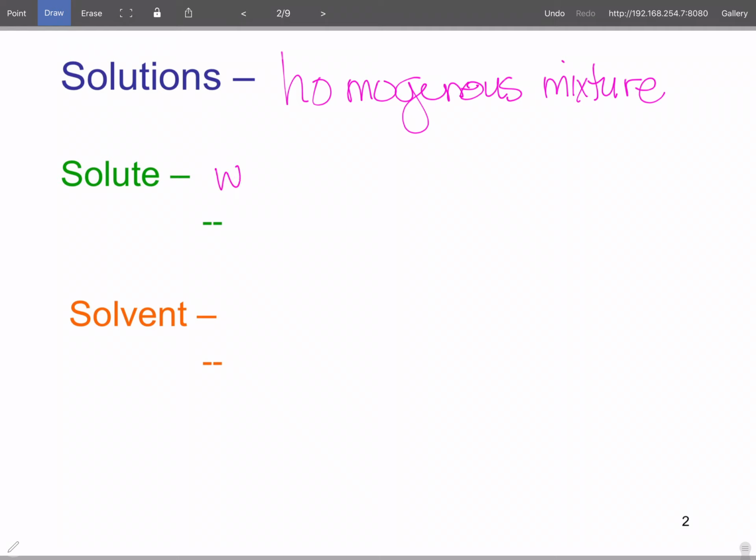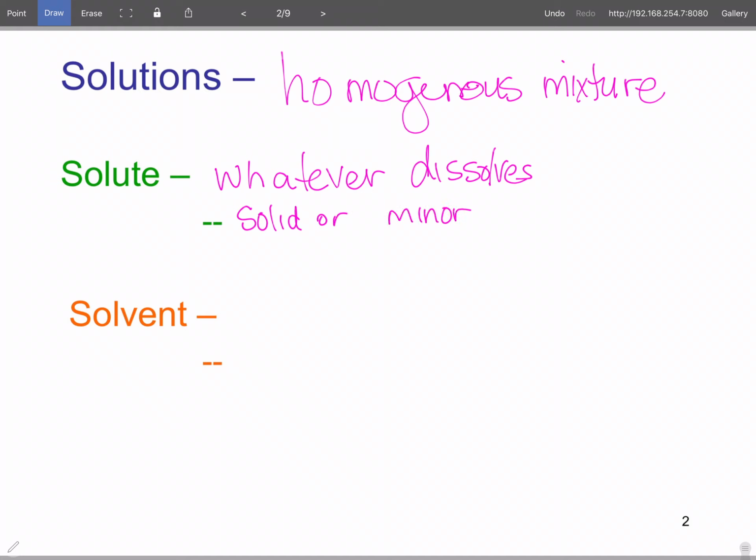The solute is whatever dissolves. So in most cases, it is a solid. For example, again, you're making Kool-Aid or lemonade. You start with a solid and you add water. However, there are all kinds of solutions. There are liquid-liquid solutions. There are solid-liquid solutions. There are solid-solid solutions. So the solute is the solid or the minor component.